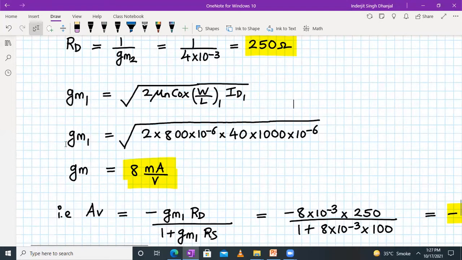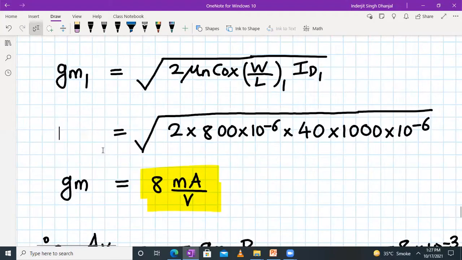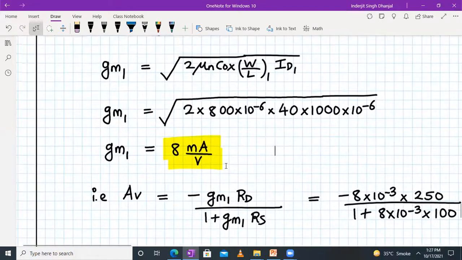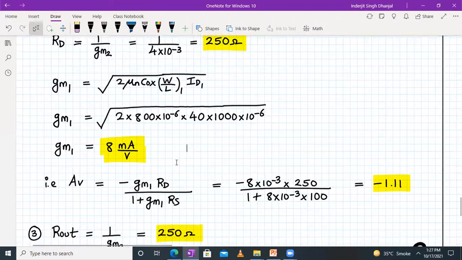So GM1 will be, actually this should be 1 over here. GM1. Okay, so let me add this. Sorry for that. So this 1 will come over here. It is GM1. Because there are 3 different transistors, the naming should be proper. So GM1 is 8 milliampere per volt.